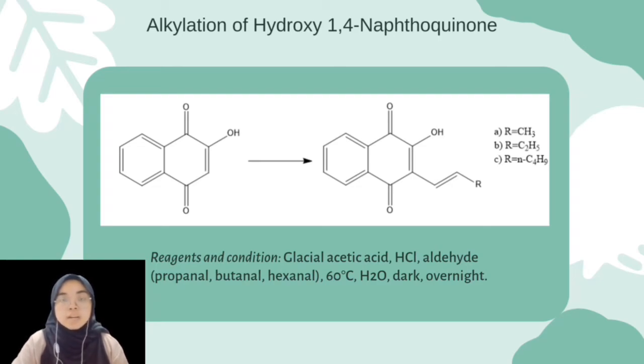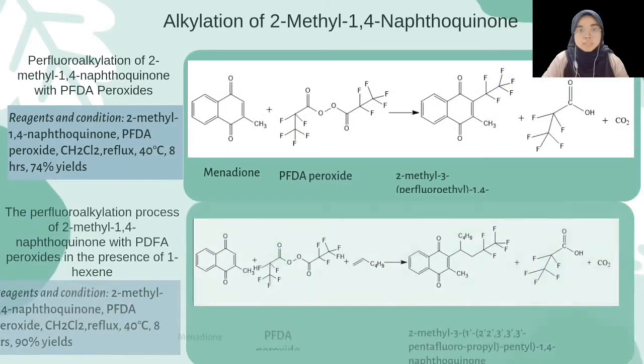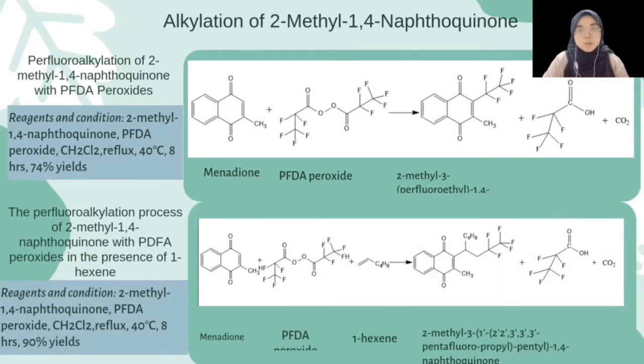Then mixed with water and kept in the dark overnight. The product obtained was hydroxynaphthoquinone that appeared as solid orange crystals. And last but not least is the research about the alkylation process of 2-methyl-1,4-naphthoquinone to produce fluoroalkylated naphthoquinone compound.